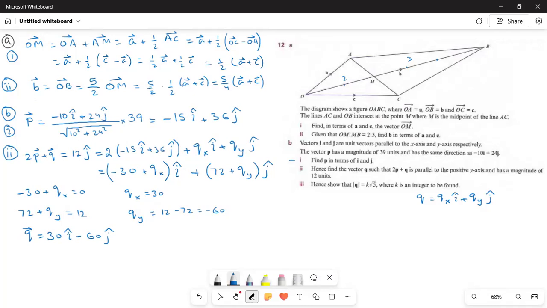Okay, now the last part, part 3. It says, hence show that the magnitude of q is this much. Okay, so the magnitude of this q vector, of course, is going to be the root of 30 squared plus 60 squared. And this comes out to be, if I use the calculator, 30 times the root of 5. Okay, so if I compare it with this expression, my k is equal to 5. Sorry, k is equal to 30.